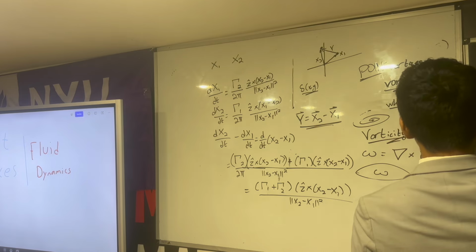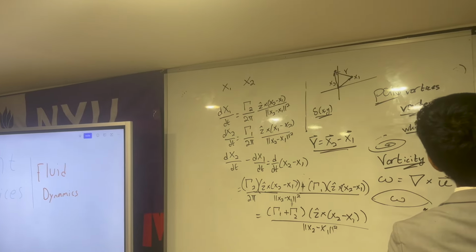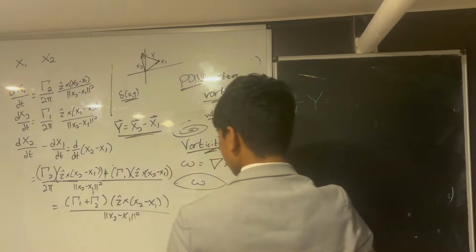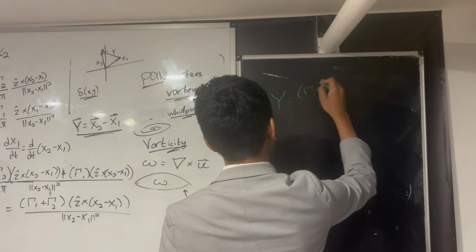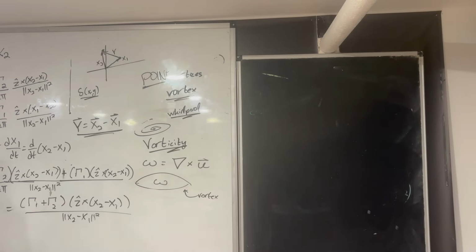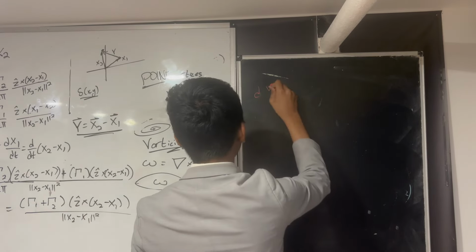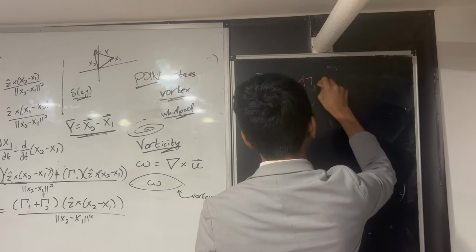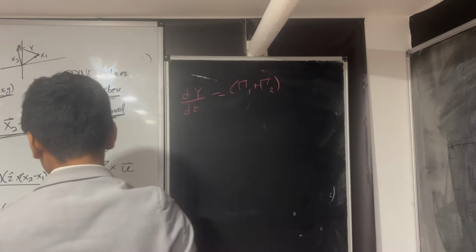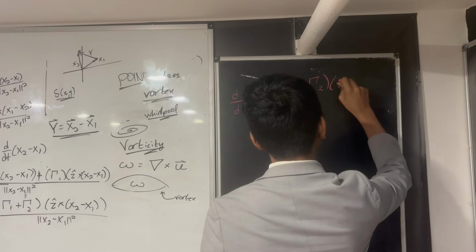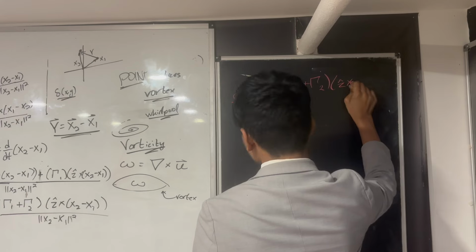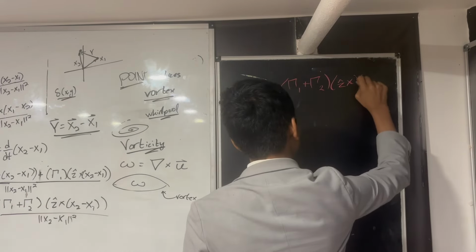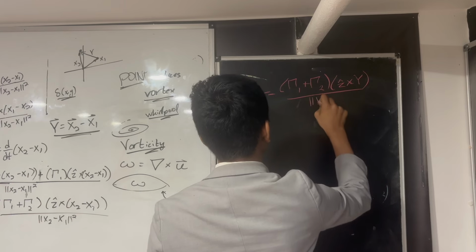So we have dy/dt is equal to what? The chalk is not visible. Blue is even worse. Oh, red. Okay. dy/dt is equal to what? The sum of the circulations, or the field vortex strengths, multiplied by z cross y divided by the magnitude of y squared.